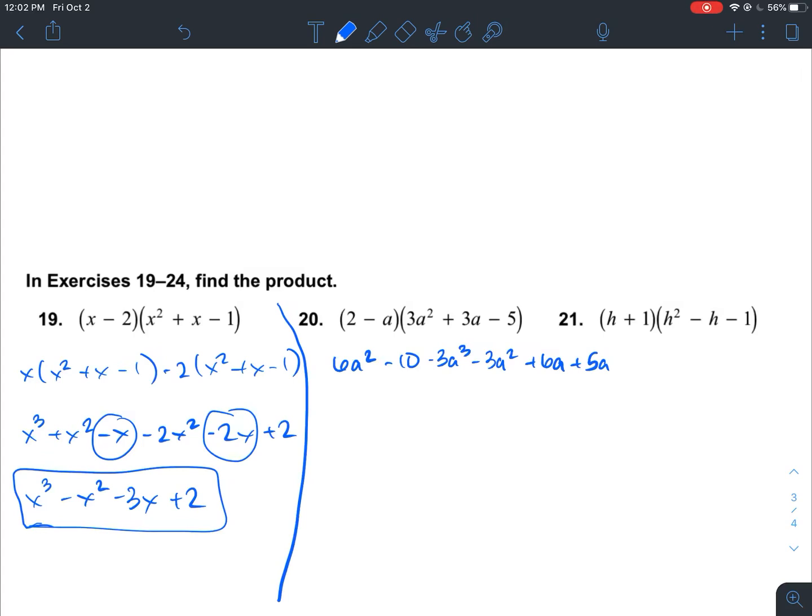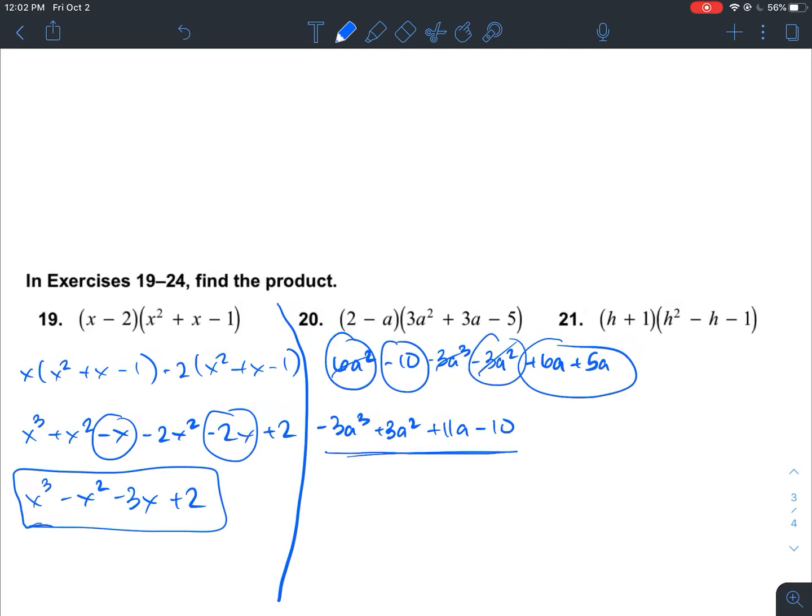Start with your leading degree monomial, so that's that one. Okay, so it's going to be negative 3a cubed. And we have a squared terms, so there's 6a squared and negative 3a squared, which will still be positive 3a squared. Okay, and then we have these a terms over here, 6a and positive 5a, so it's going to be plus 11a, and then our constant, which is negative 10. So there you go, there's your answer. Okay?